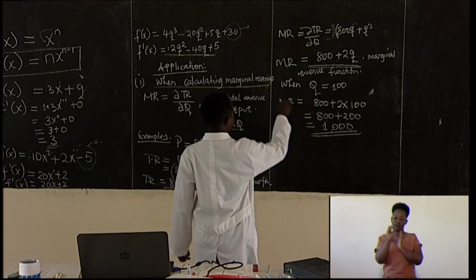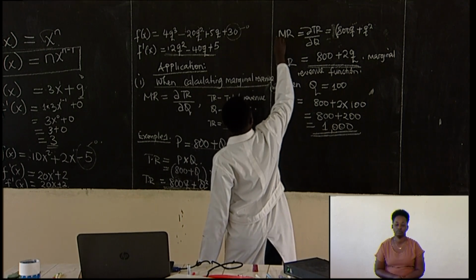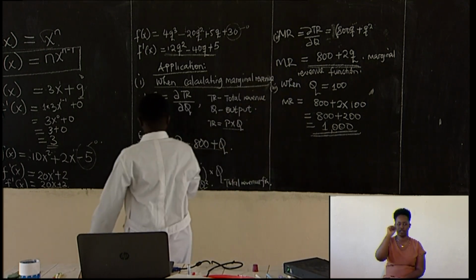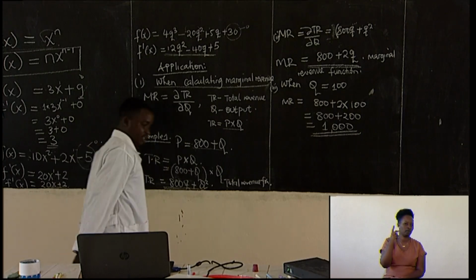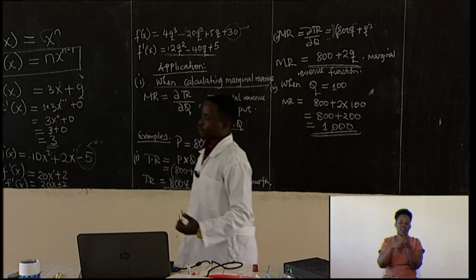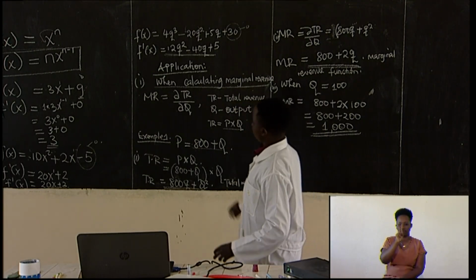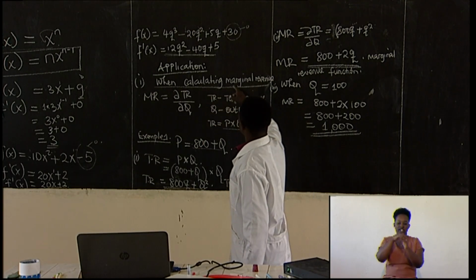So you can look at that, if this is your Roman 3, this one your Roman 2, and this one your Roman 1. So this is how you apply differentiation or derivatives in economics when calculating marginal revenue.